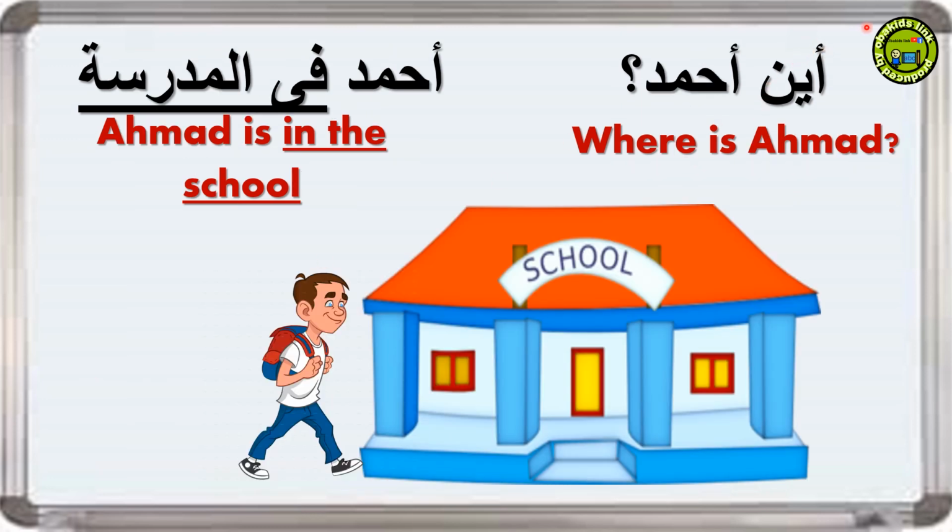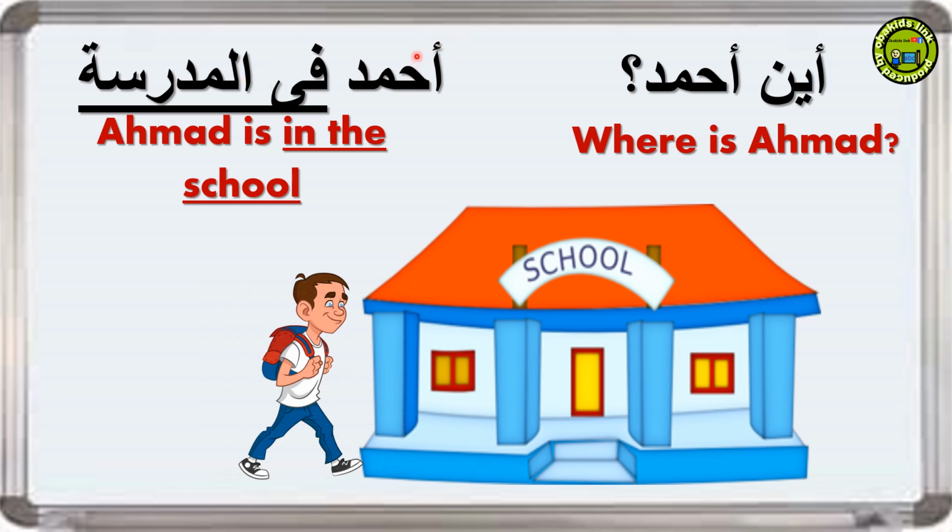Here is Aina Ahmad. Aina is an interrogative particle and Ahmad is the subject. Aina Ahmad means where is Ahmad. As you can see, this time around, we're not asking about Ahmad's personal information or anything. We're just asking about where is Ahmad using this Aina. Reply to it is Ahmad fil madrasati.